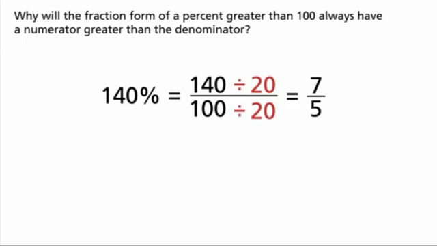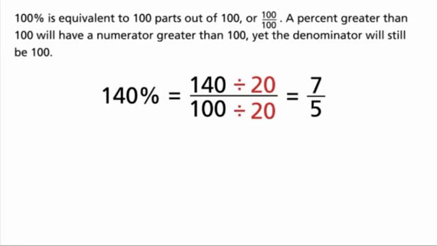Why will the fraction form of a percent greater than 100 always have a numerator greater than the denominator? The fraction equivalent of a percent greater than 100 has a numerator greater than the denominator. 100% is equivalent to 100 parts out of 100, or 100 100ths. A percent greater than 100 will have a numerator greater than 100, yet the denominator will still be 100.